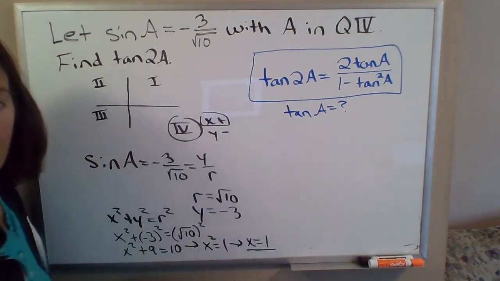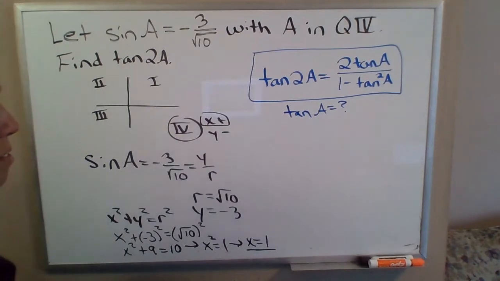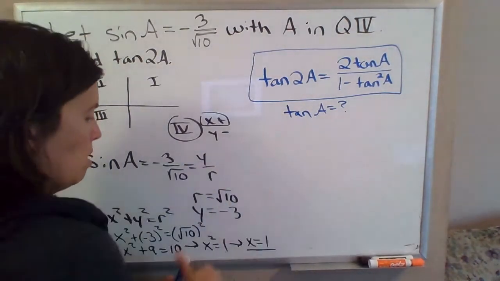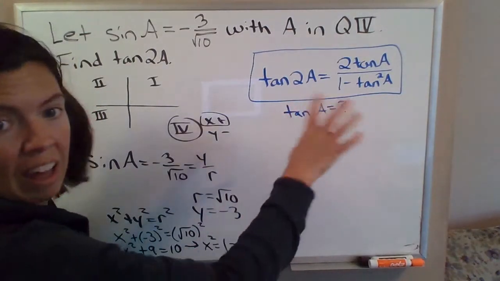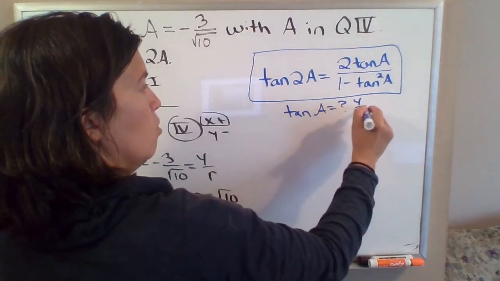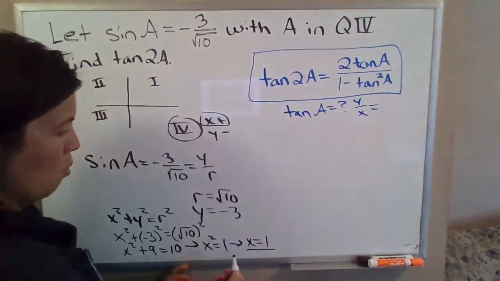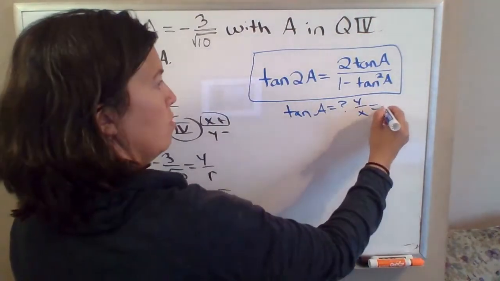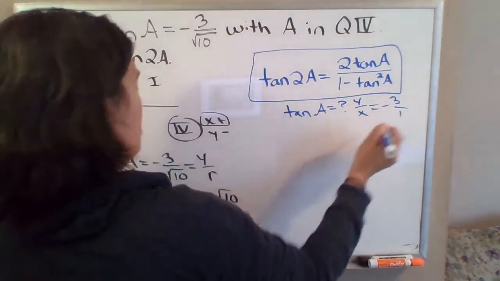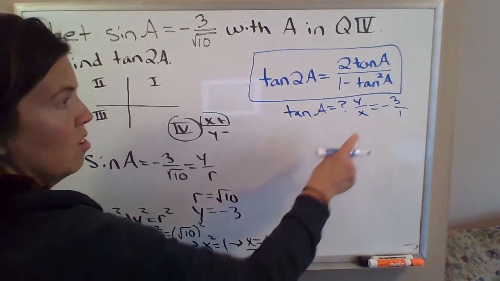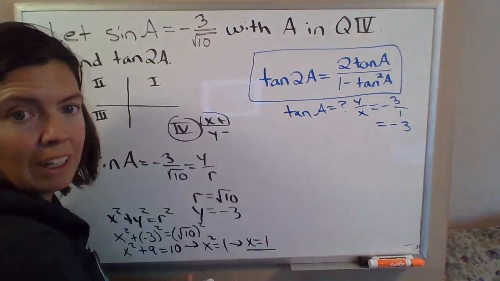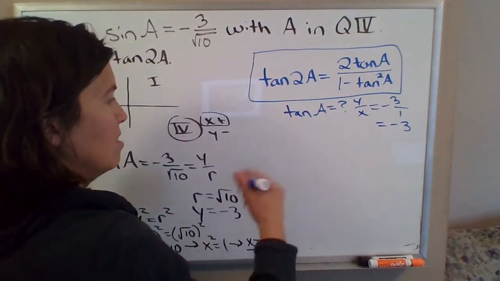Once we have values for x, y, and r, we can generate the value of any trig function we want. So we want to know what tangent of A is equal to. Well, the xyr definition for tangent is y over x. And now we have a value for y. It's -3. We have a value for x. It's +1. And so tangent of A is equal to -3. Nice that it's just a whole number like that in this case.